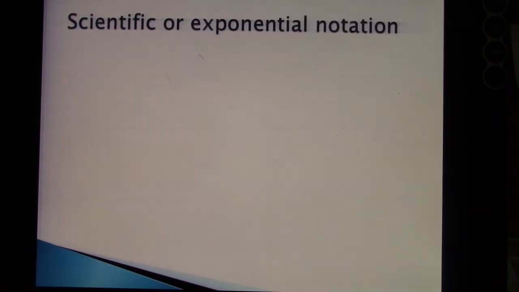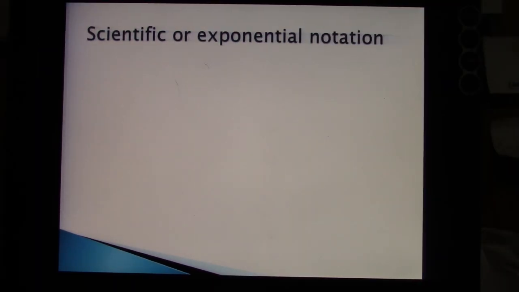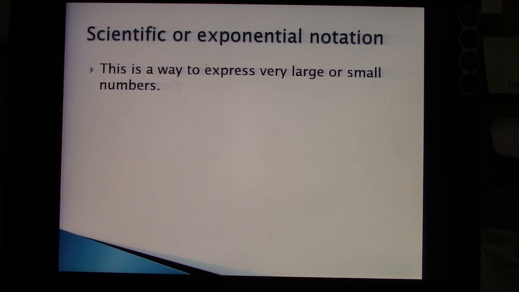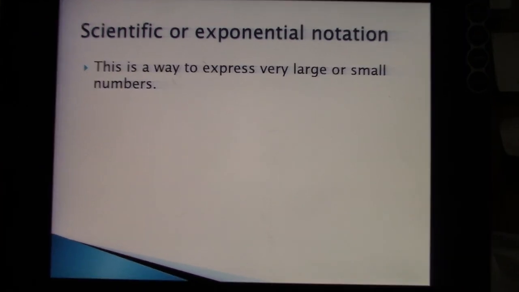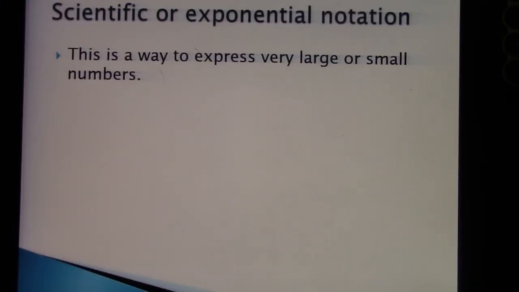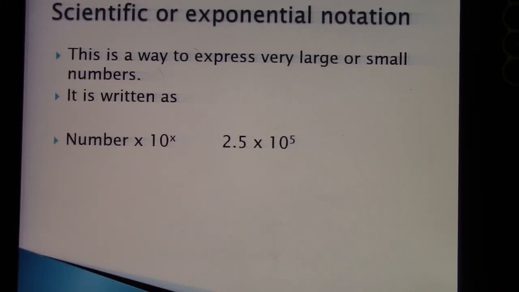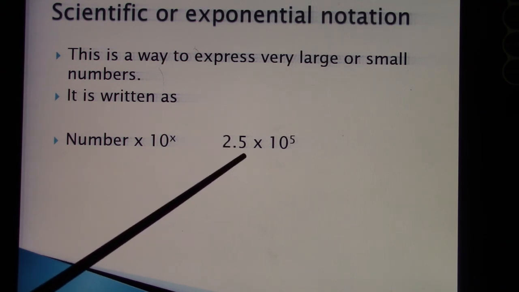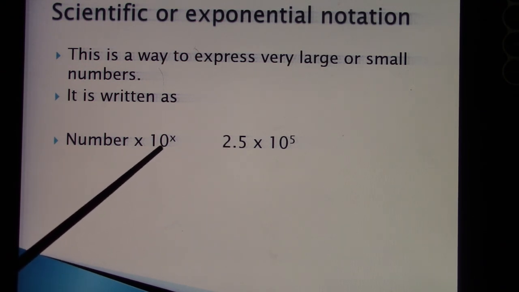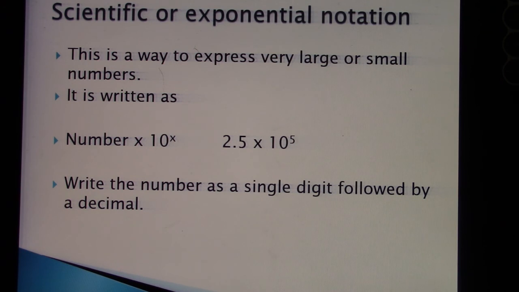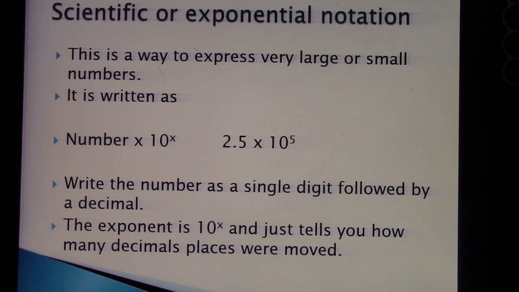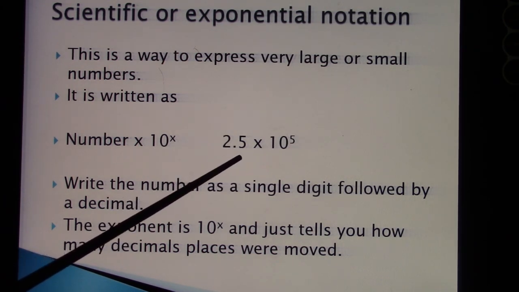All right, so let's do that. So what's scientific or exponential notation? This is a way to express very large or very small numbers. It doesn't necessarily have to be very large or very small, but you know. We usually write it like this. The proper format for scientific notation is to write the number as a single digit, decimal, and then any following numbers, times 10 to the x power, which is how many places the decimal moved. So you always write the number as a single digit followed by a decimal, then the rest of the number.